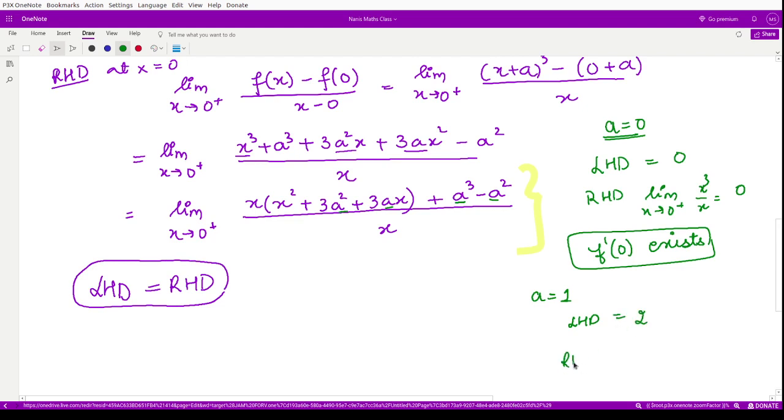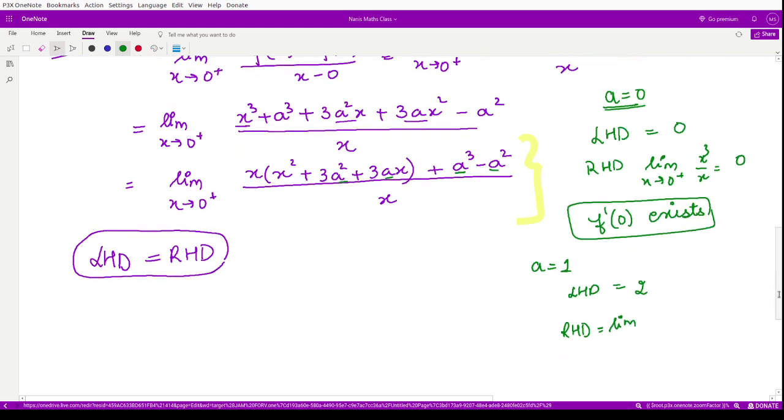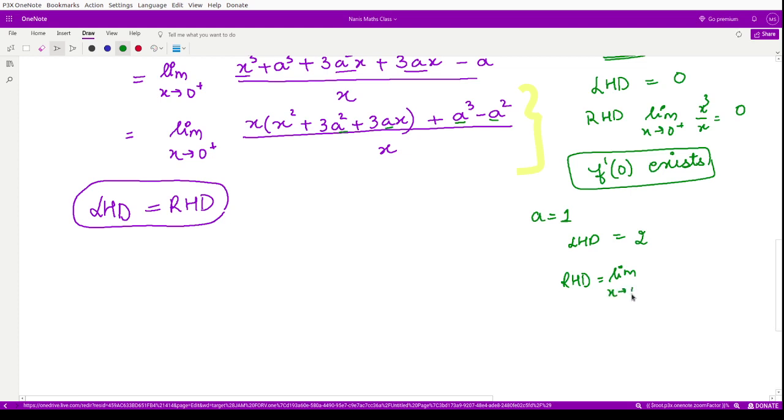And the right hand derivative in that particular case, when you substitute a as 2, would be the limit as x goes to 0 positive, right? So it would be x into x square plus 3 plus 3x, and there 1 minus 1 would be 0, so divided by x. So this x and x cancels. When you substitute the value of x as 0 in the limit, you will be getting 3 over here.